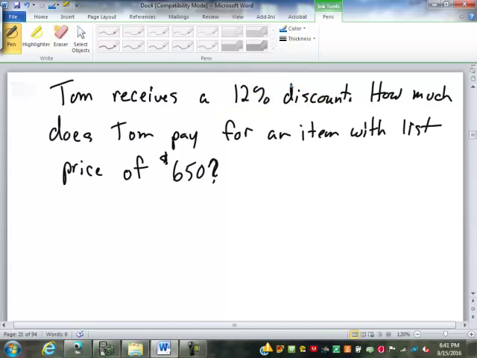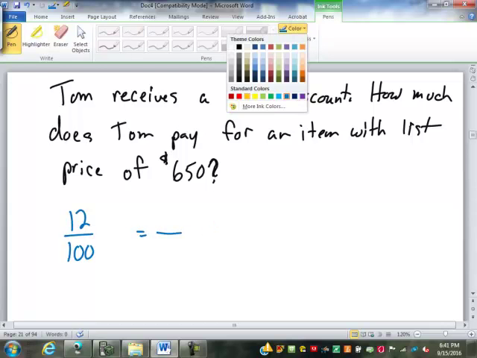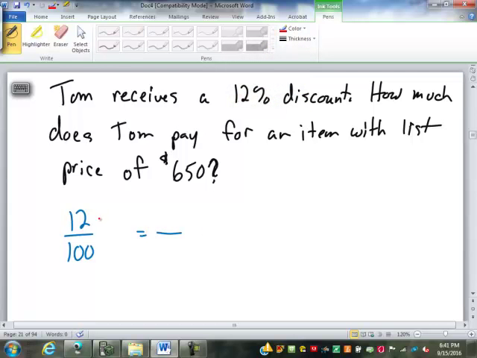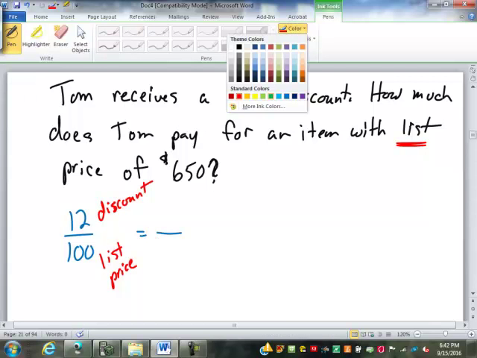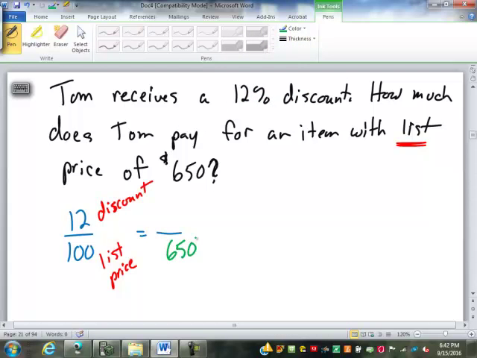Well, we have a percent here, the 12%. 12 over 100. The 12 represents the discount. 100 represents the whole thing, or in this case, the list price. That's the original price before any discounts. The 650 represents what? That also represents the list price. So 650 will go on bottom.